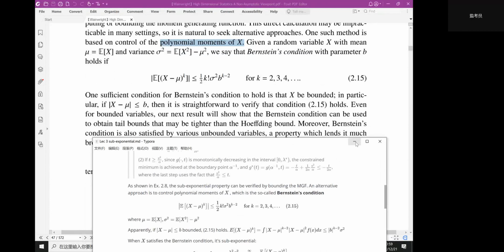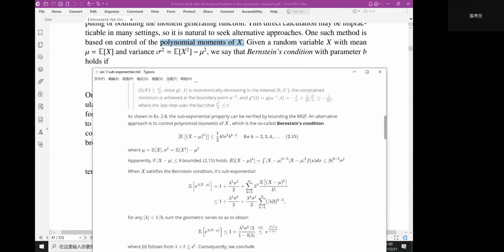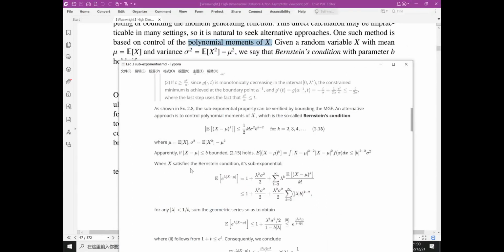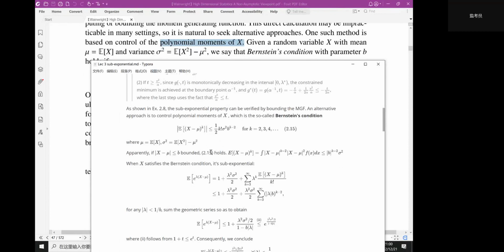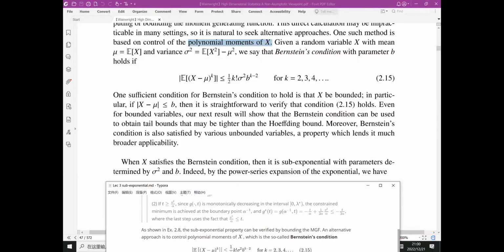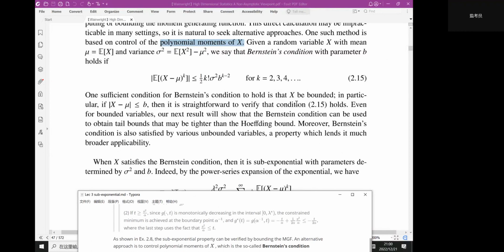what's the sub-Gaussian type bound? It's the Hoeffding bound, right? So now when x is bounded, x is also sub-exponential, and we can also get the Bernstein type bound. It looks like this. So when x is bounded, this equation holds, and of course it satisfies the condition. We can verify that this condition holds.